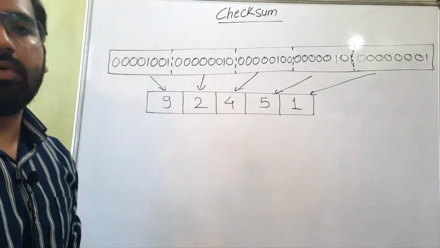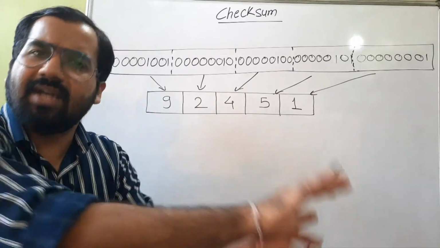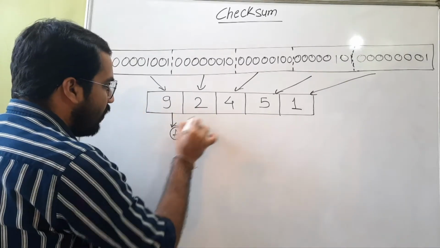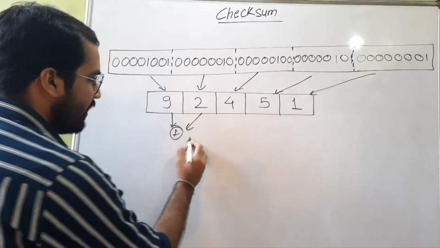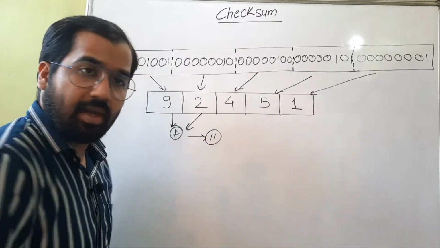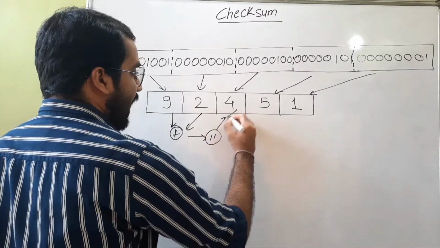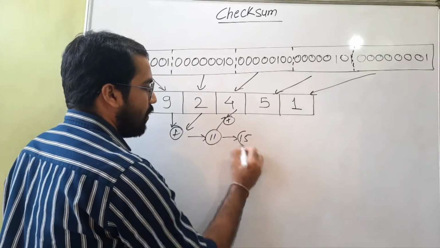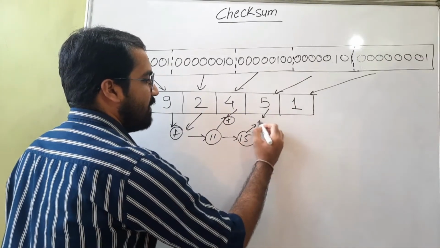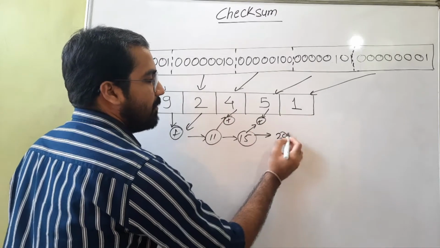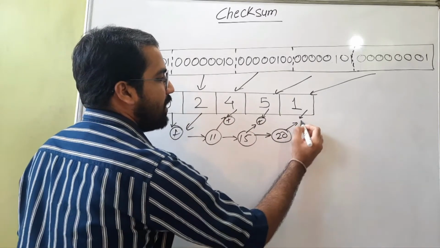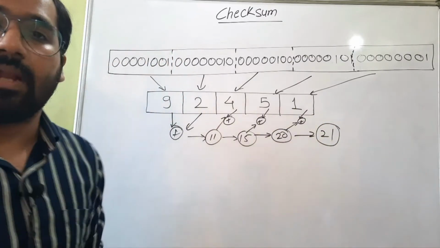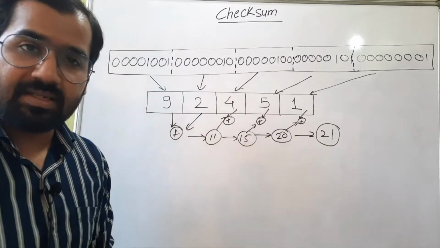Now what we have to do is simple: just add, take a sum. See here, this is 9, add it with 2, so you get 11. Now 11 and this 4, you again add, and it becomes 15. Now this 15 and this 5, you add, so you get 20. And now this 20 and this 1, you add, and you finally get 21 as the sum that you have calculated.